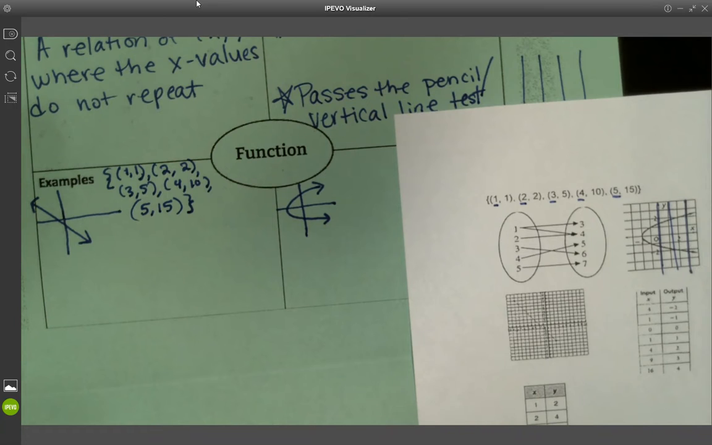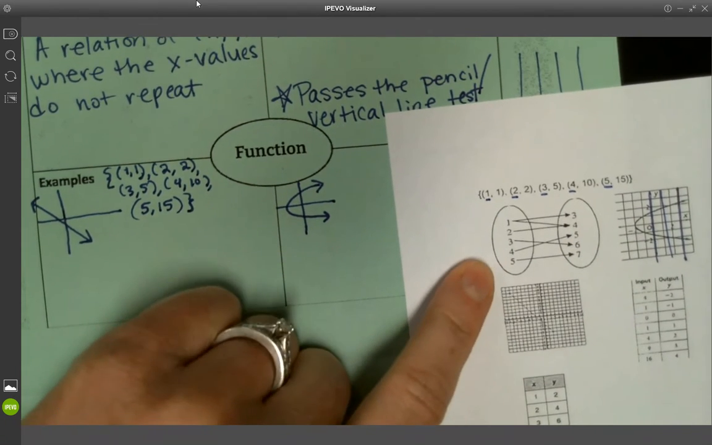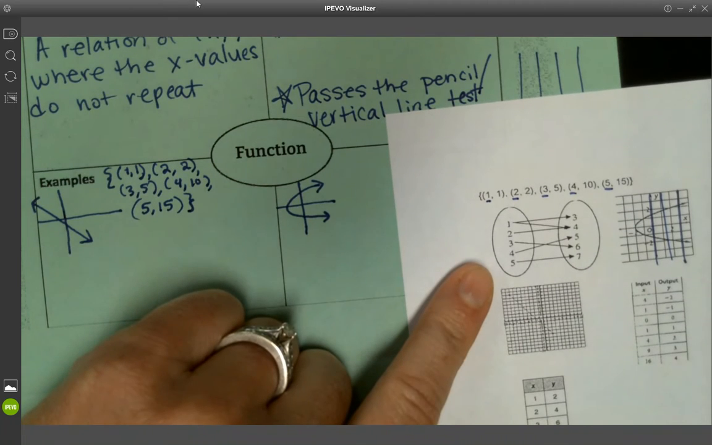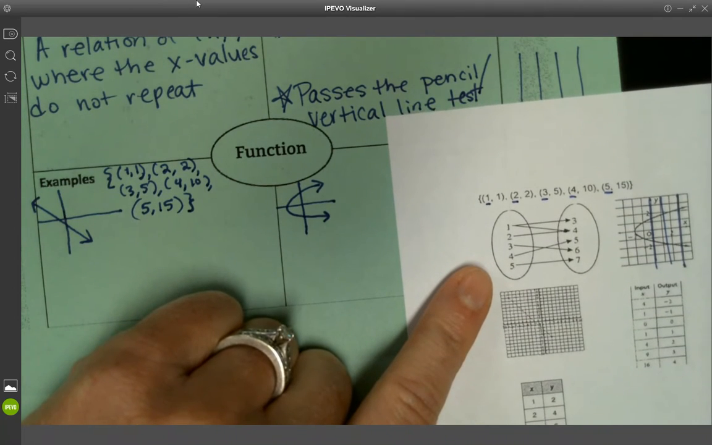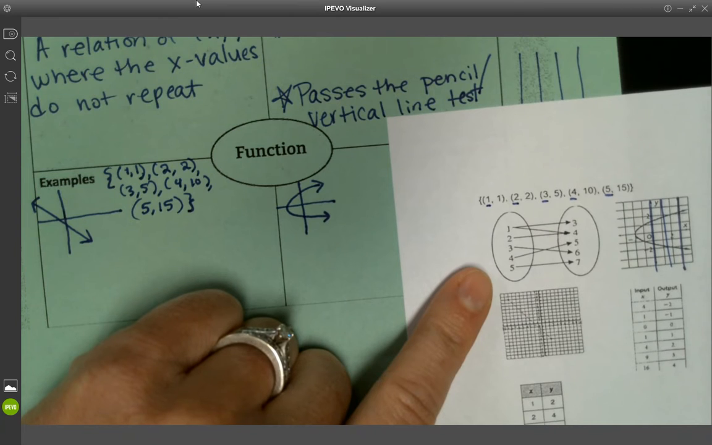Now look at the mapping. Look at it. Don't say anything out loud. I just want you to look at it. And if there's a repeat, circle it. The mapping. So the one with the ovals. Don't say it out loud. Circle it if it repeats anywhere.